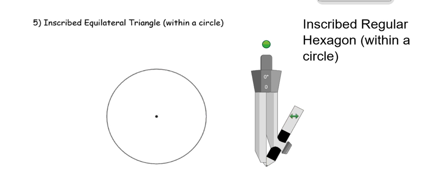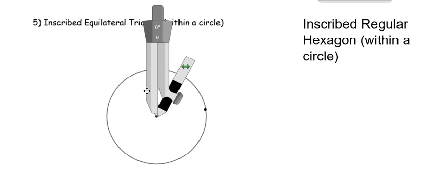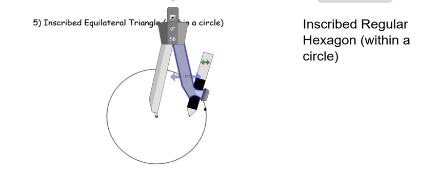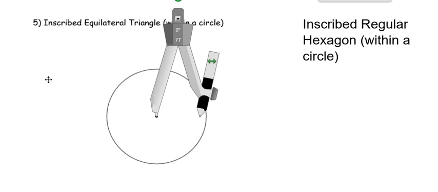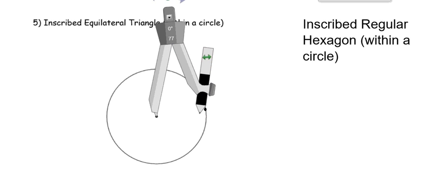To inscribe an equilateral triangle within a circle, we begin by making a point somewhere on the circle. Then you're going to measure the radius of the circle. Place the point of your compass on the center and open up your compass so that the pencil touches the point that you created.